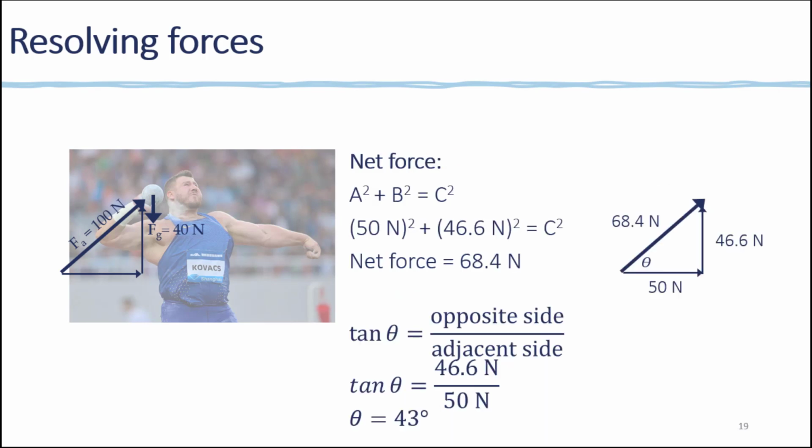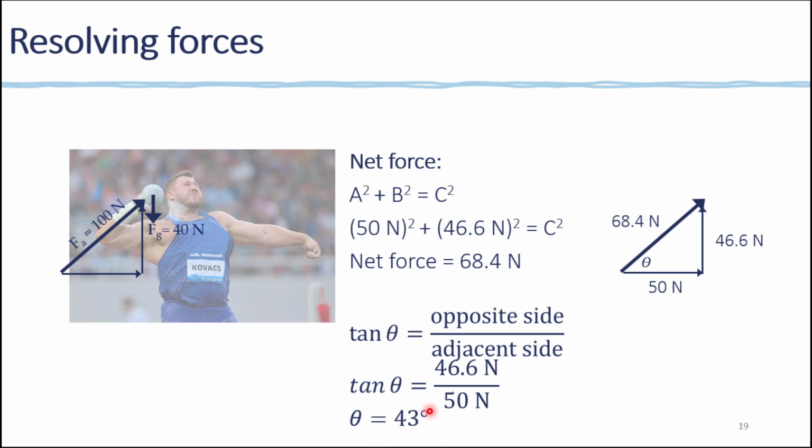Okay, so using the Pythagorean theorem first, we can then find the net force that's acting on the shot. So the net external force acting on the shot in this case is 68.4 newtons. And then to complete the problem, we also need to know the direction of this net external force. So then we use trigonometry to determine the angle that the net force is applied at.